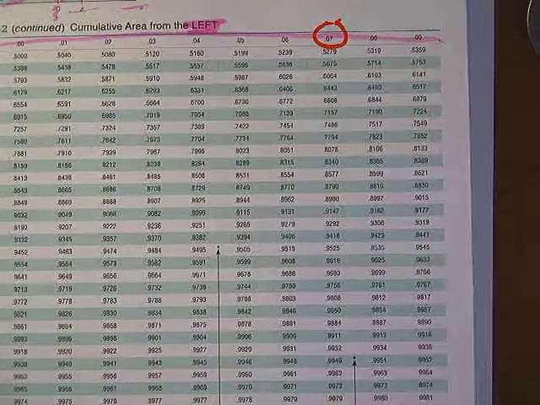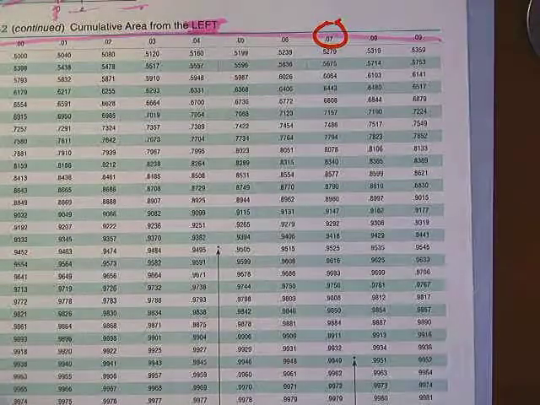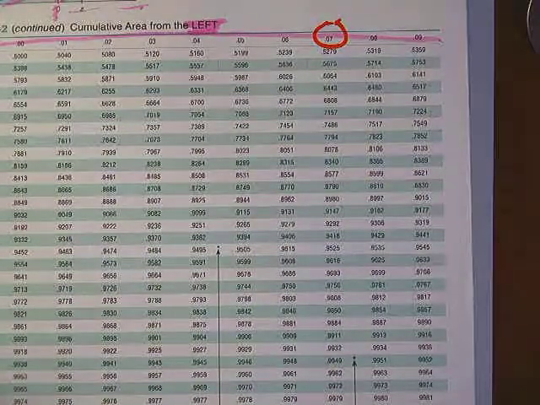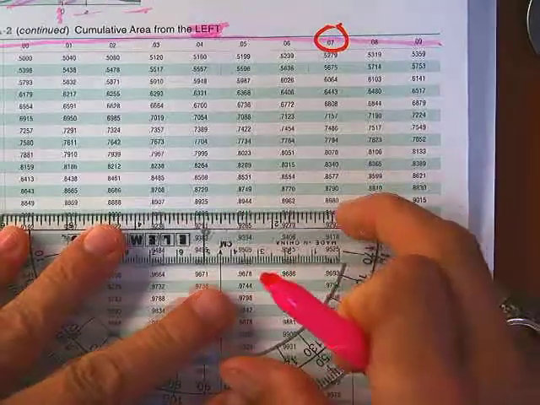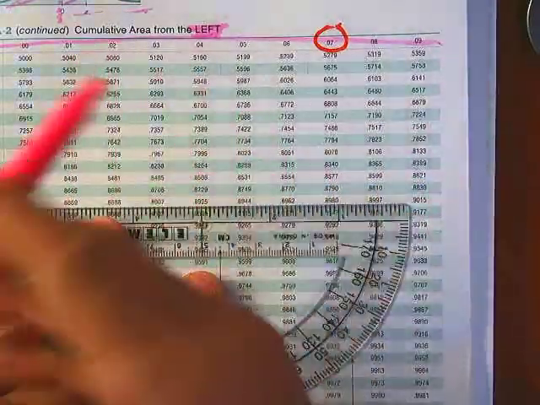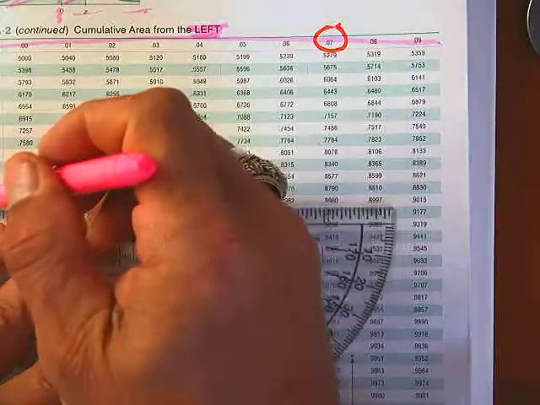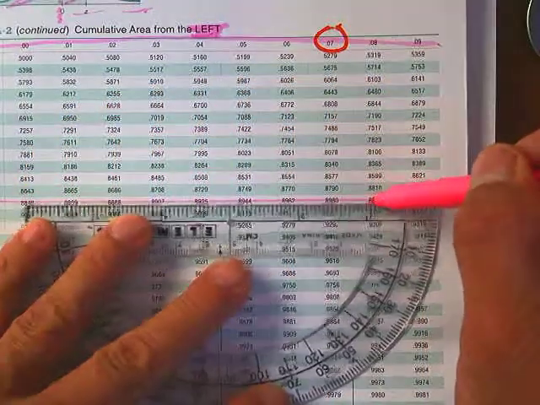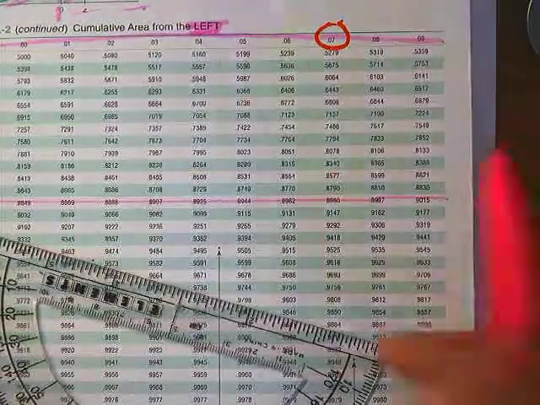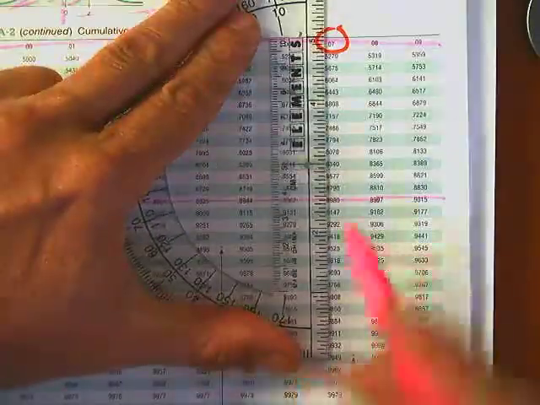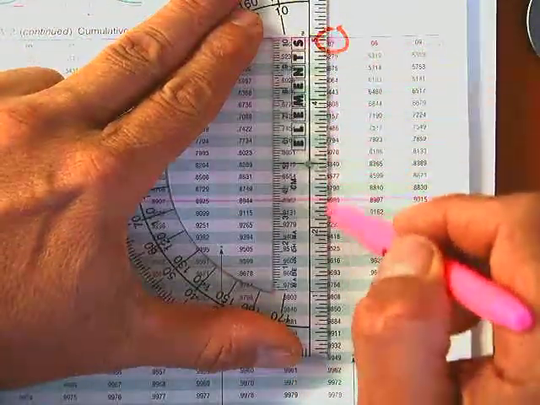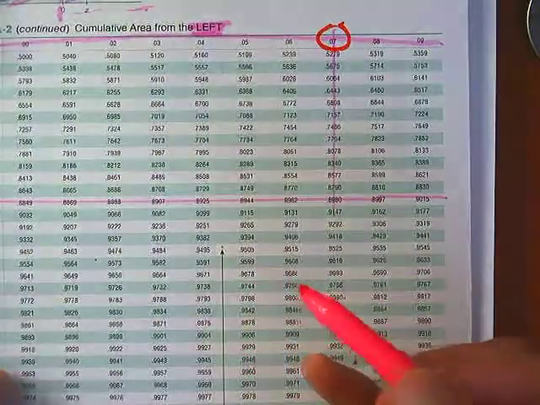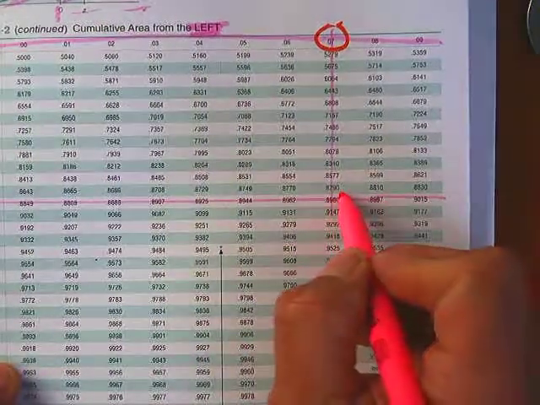And I take my handy dandy straight edge. Can't find it either. And I'm going to draw a highlight of 1.2 all the way across. You don't have to do this every time. I'm just doing this to show you how to use the table. So there's my 1.2 all the way across.